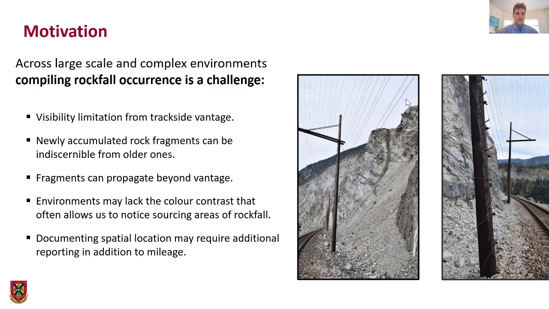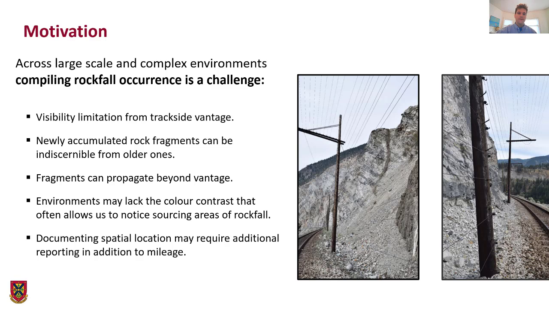So the motivation of this work as well is that across large scale and complex environments, compiling rockfall occurrence is a challenge. There's a visibility limitation from a trackside vantage, as well newly accumulated rock fragments can be indiscernible from older ones. So here we're seeing an example of some photographs along the White Canyon. We can see that along the ditches here, it might be a little difficult for us to notice new fragments that have accumulated here and to document some of the rockfalls that have occurred. Fragments can also propagate beyond our vantage. So there could be some rockfalls that occurred that propagated beyond the track and go unnoticed by our databases.